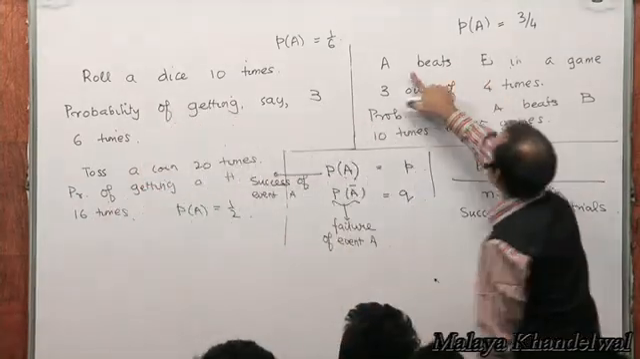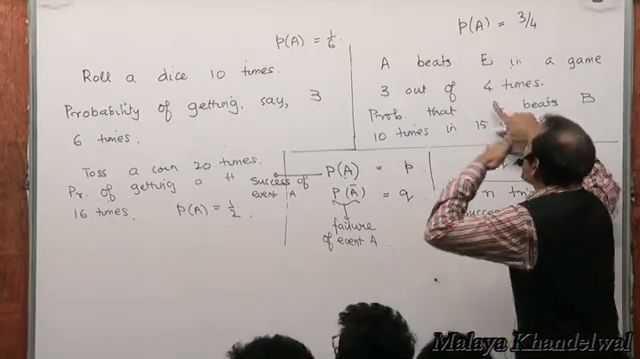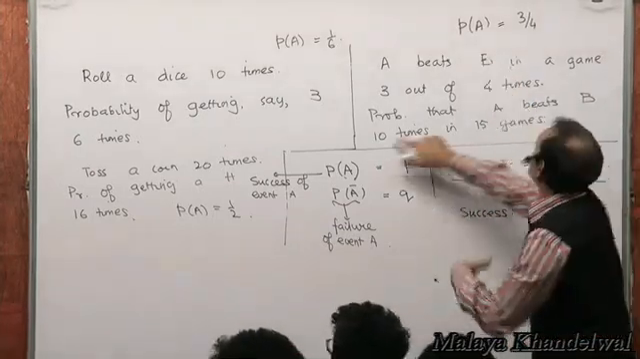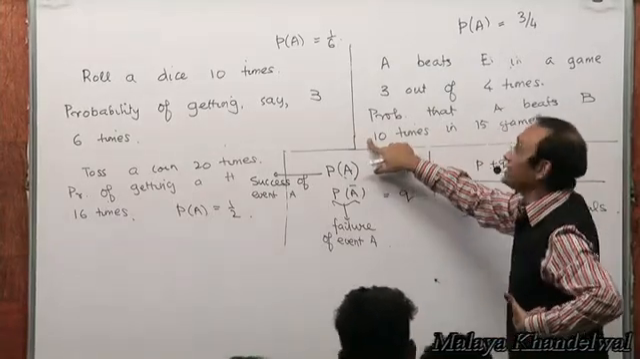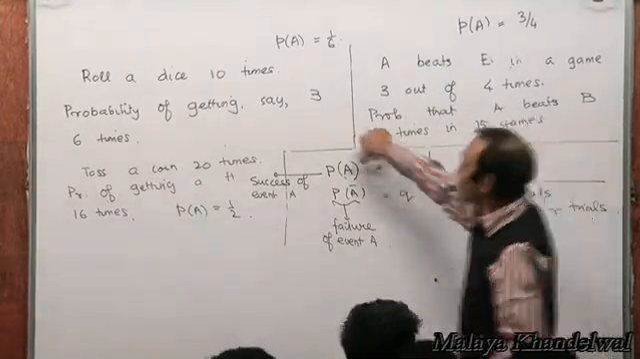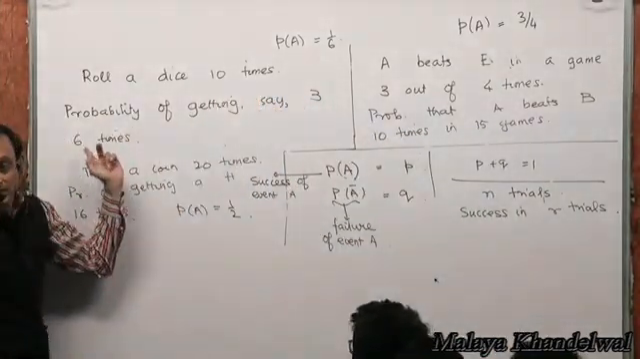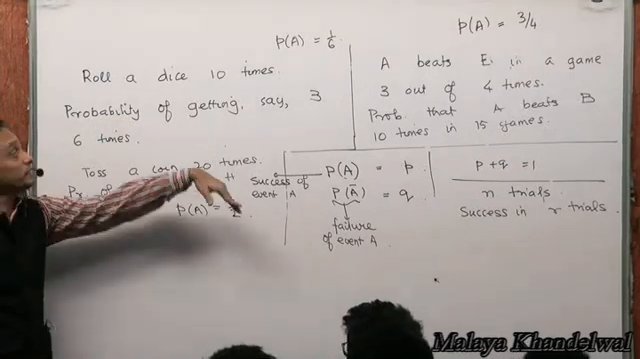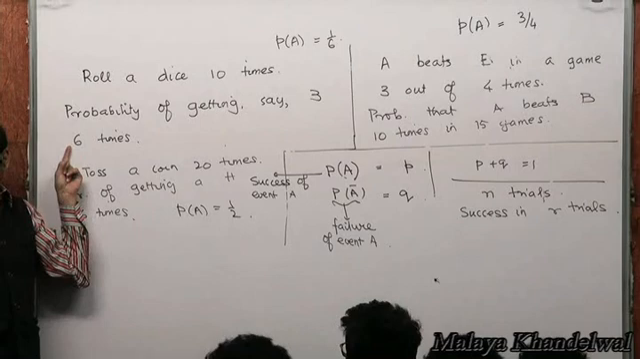Probability of success of the event, which is A beating B, is 3 by 4. I want to find the probability of success of this event 10 times out of 15 trials. 15 trials, and in 10 trials I want it to be successful. What is this? Probability of success of that event is 1 by 6. I want to find the probability that it is successful 3 times when performed 6 times.